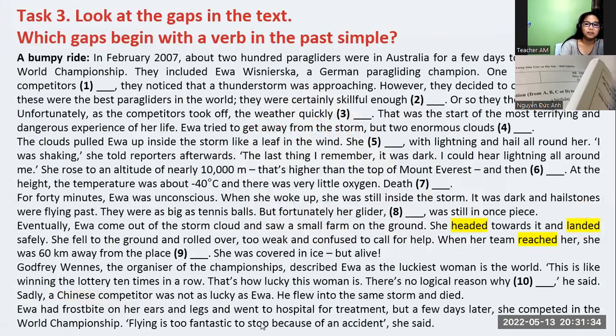So for this one, here in task 3, I want you to look at the gaps in the text. You're going to answer the questions with gaps which begin with a verb in the past simple. Okay, so here we have, I want you to write about the story of a bumpy ride. Okay, can you please read that?